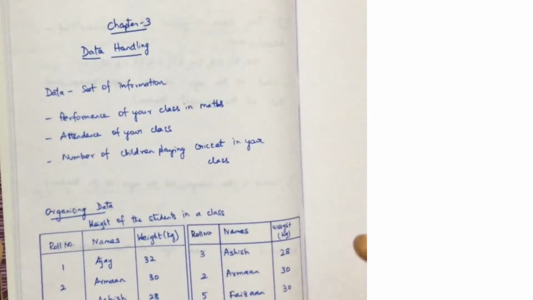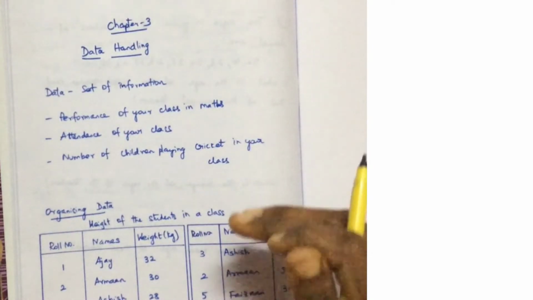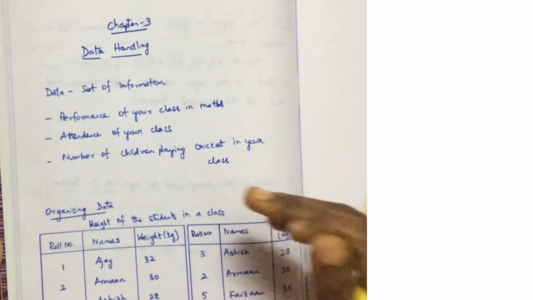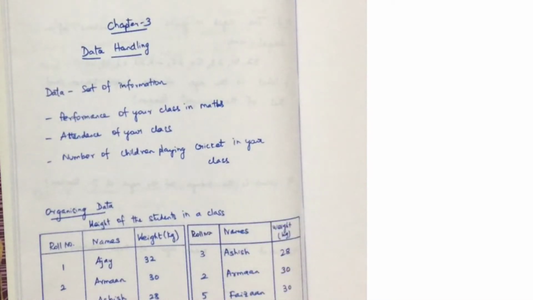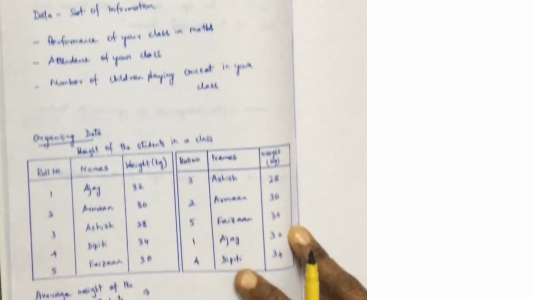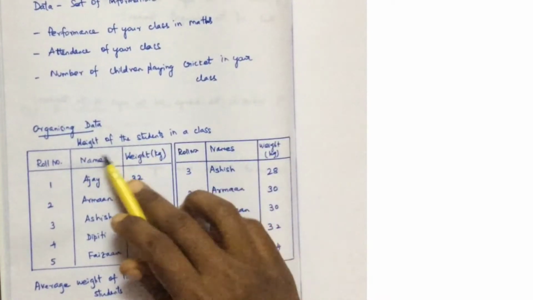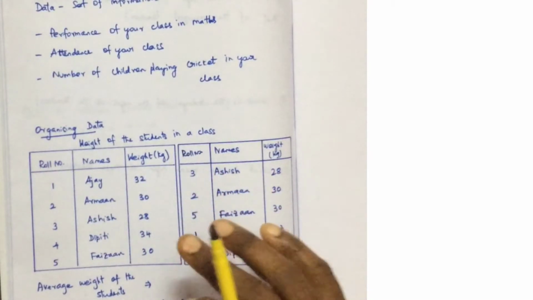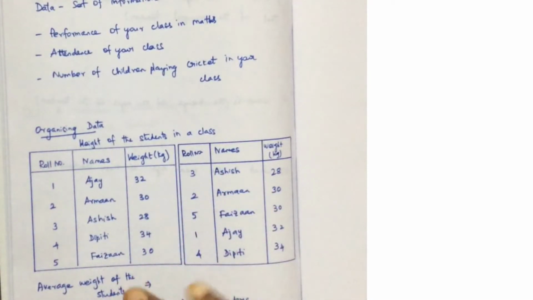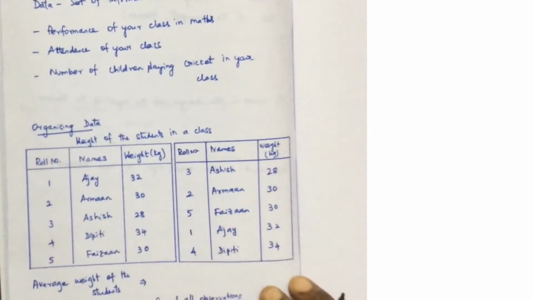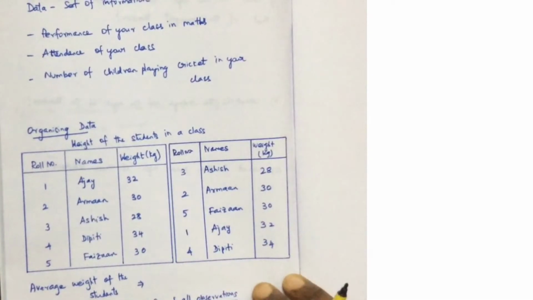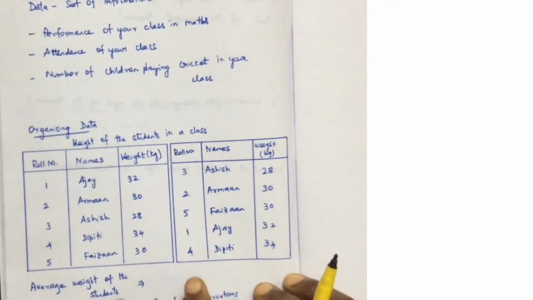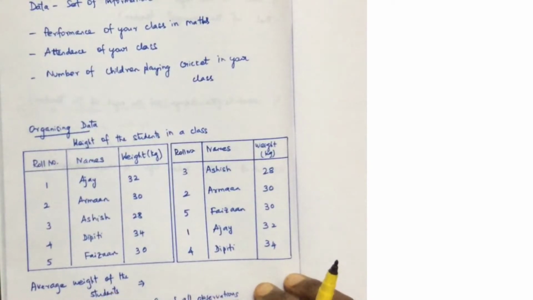Okay. Once we have all the data, we have to present the data so that others are able to understand it. That part is called organizing data. Here I have given an example, for the weight of the students in a class. Since it's an example, I have given just 5 students here. These two tables represent the same data, but it is tabulated in 2 different forms.